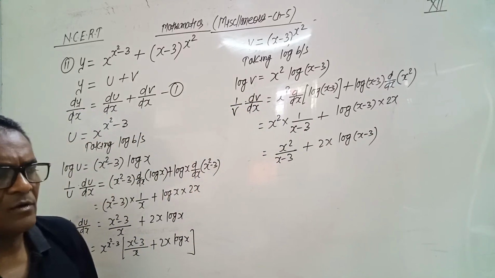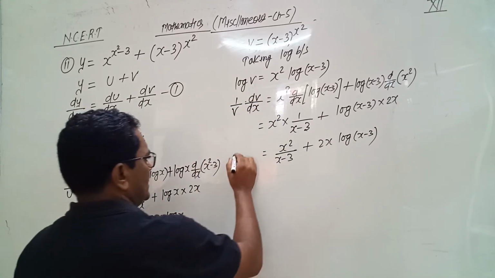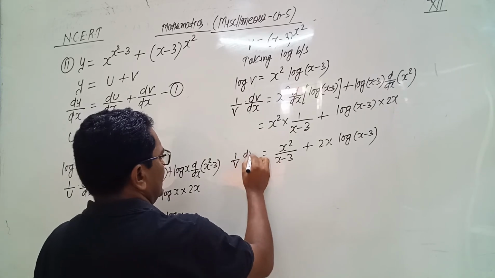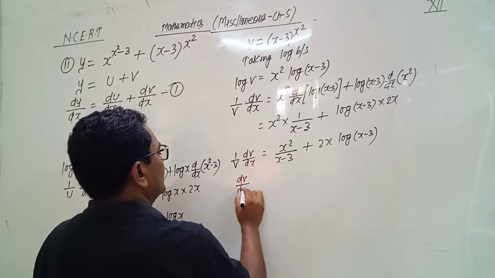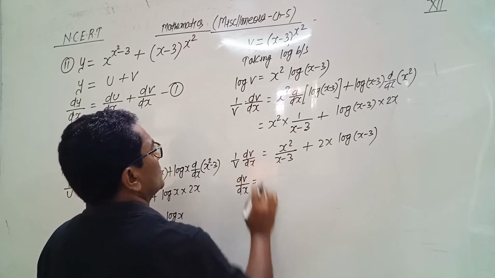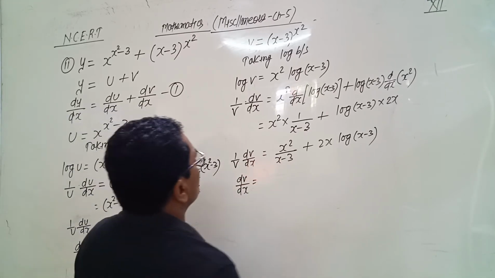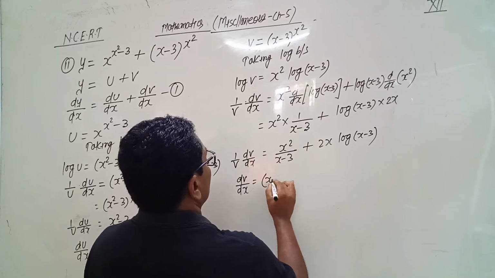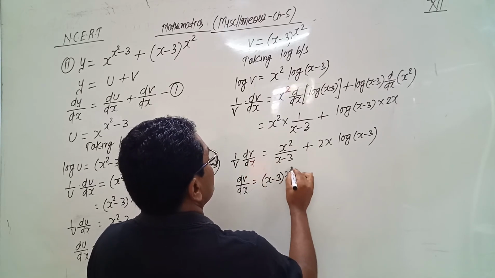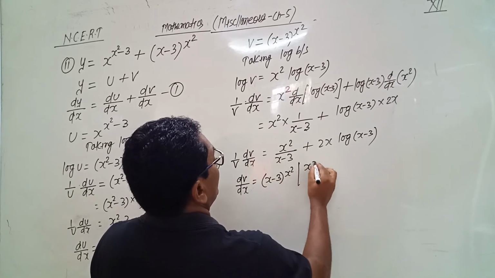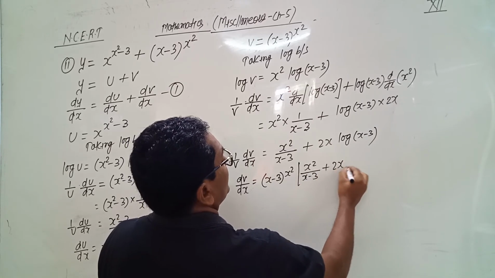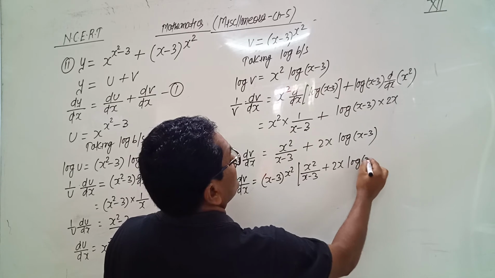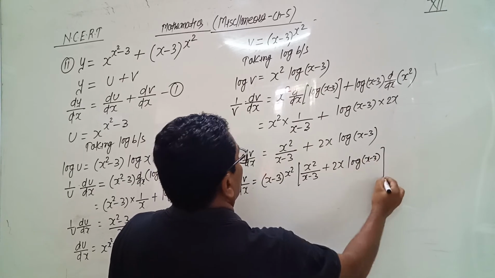This is the value of 1 by v and dv by dx. To get the value of dv by dx, v comes on the right side and we put the original value of v. So (x minus 3) raised to the power x square, and the rest of the terms would be written, plus 2x log (x minus 3).